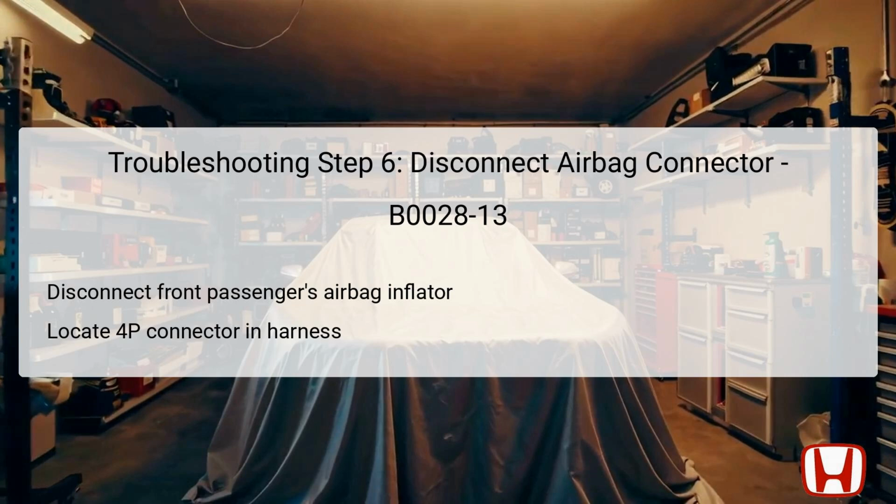Care must be taken to handle this component gently to avoid causing further damage. Proper disconnection procedures will enable the technician to thoroughly investigate the circuit for faults without the risk of accidental deployment or short circuits.